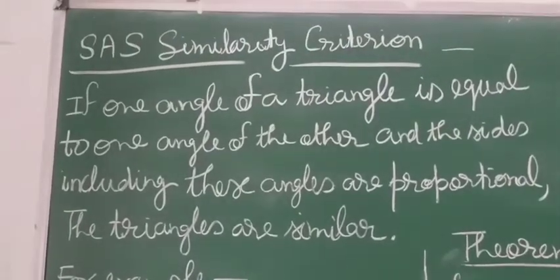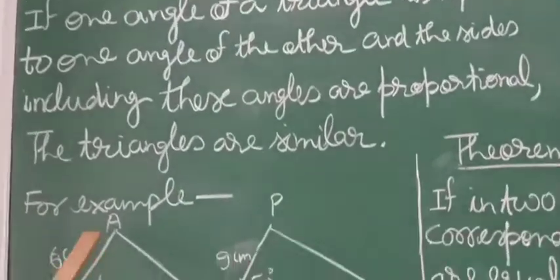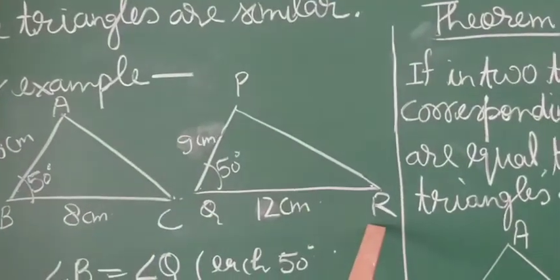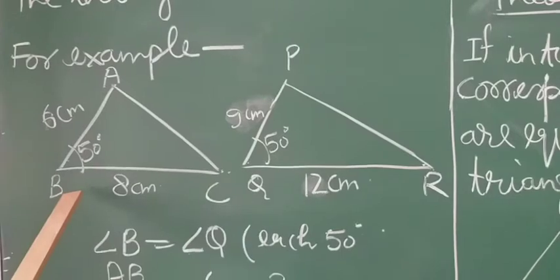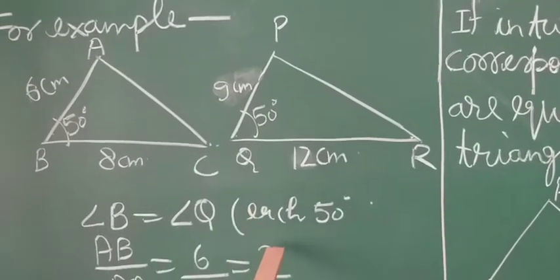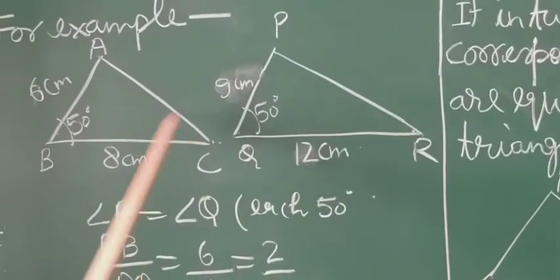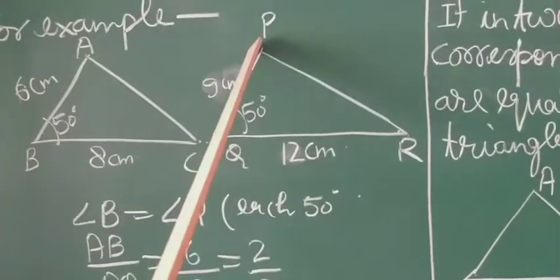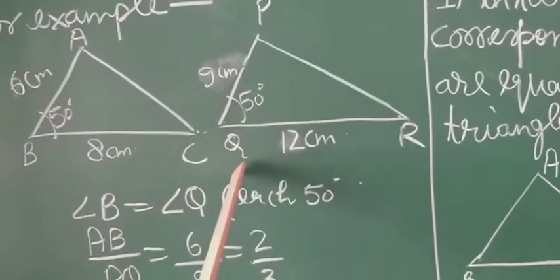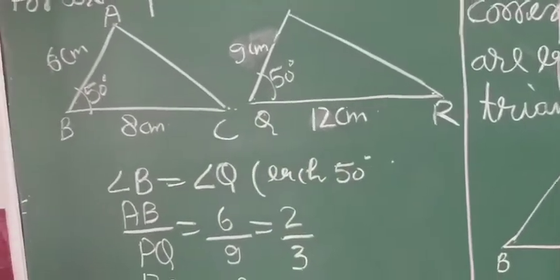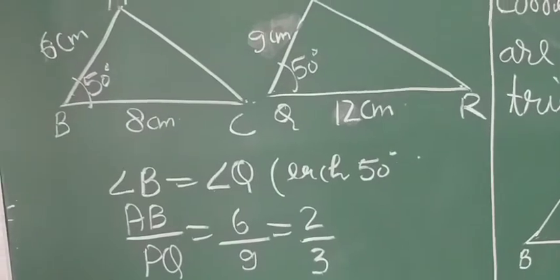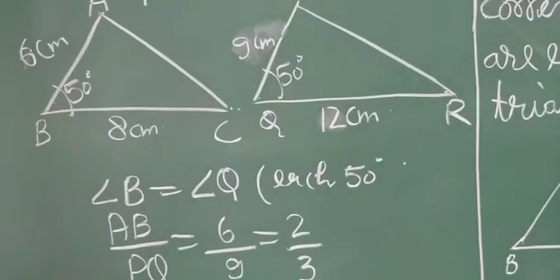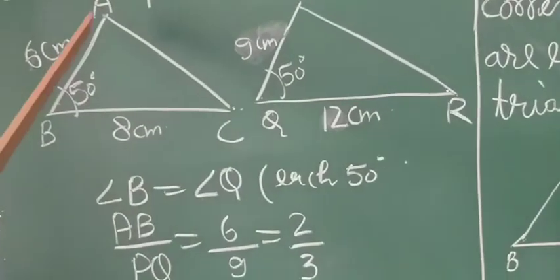For example, students, you can see there are two triangles ABC and PQR. Angle B equals angle Q, each 50 degrees. AB is given 6 centimeter, BC is 8, PQ is 9 centimeter and QR is 12 centimeter. Now we are going to find the ratio of the sides including the angles.